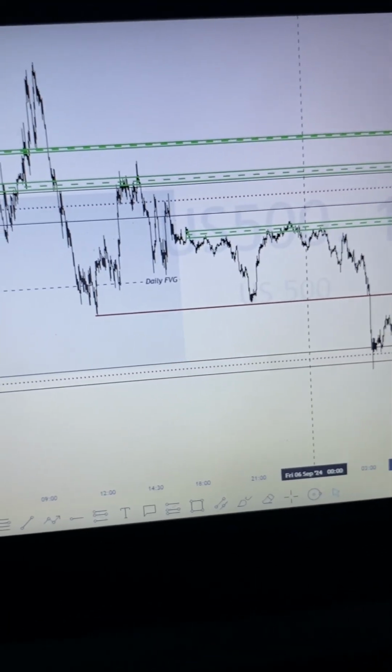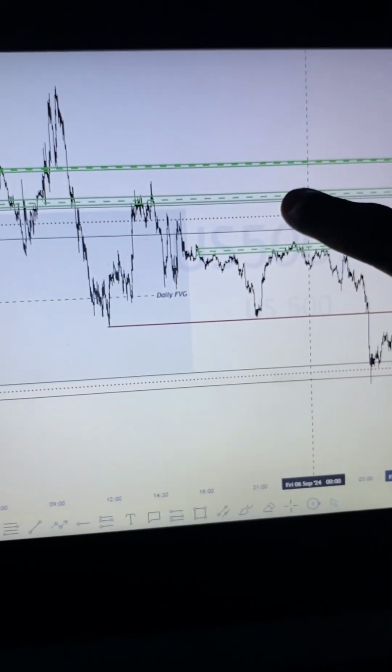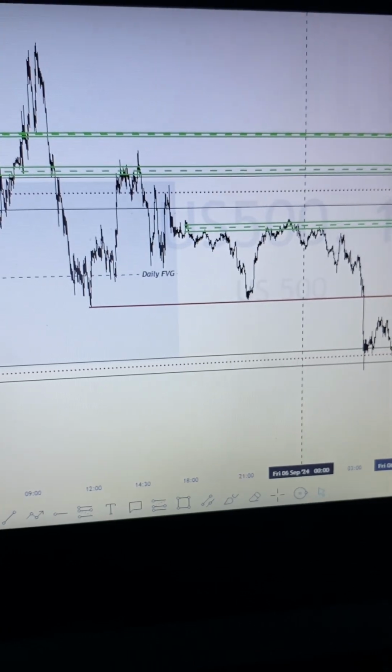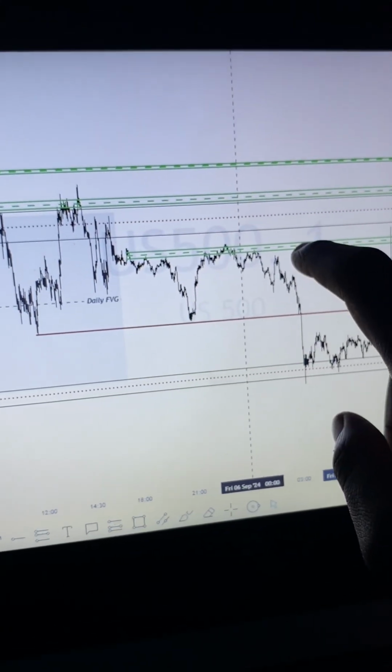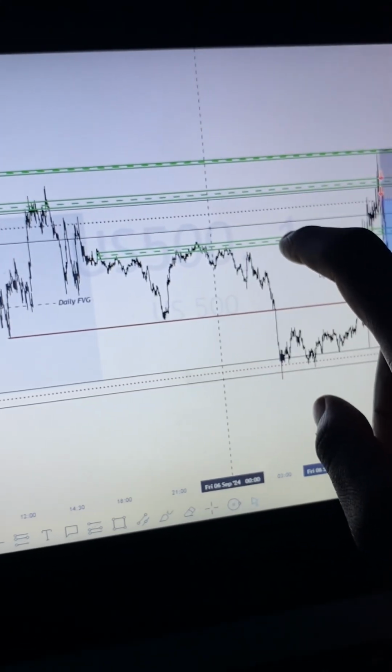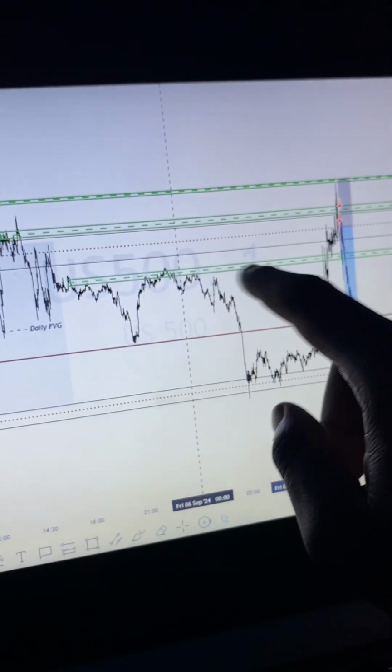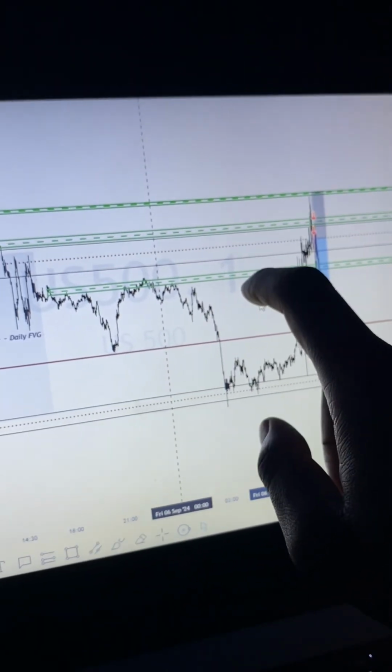Yeah, damn it. So if you look at this, we have a daily fair value gap. We have a new week opening gap right here. If you see a red dotted line on my chart, that's a new week opening gap. And then if you see a green line, whatever is green, it's a literal gap. But the lines highlight the new day opening gaps.